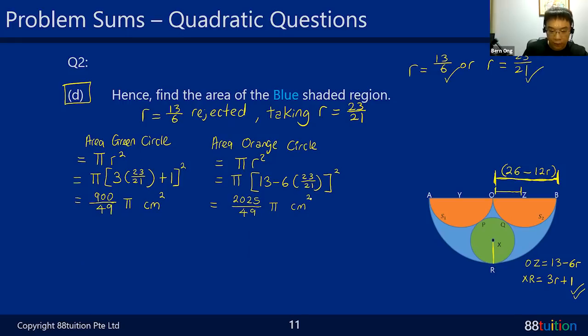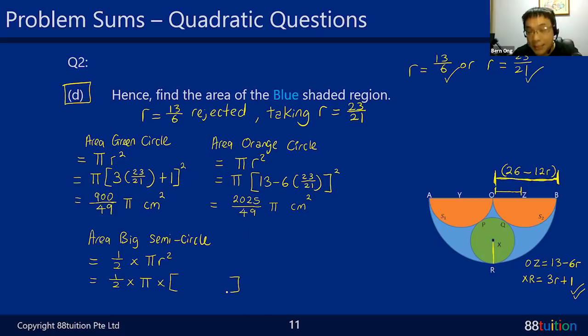Last, go and find the area of the blue semicircle. How do you find the area of the blue semicircle? Okay, a semicircle is half of a circle, right? So it's half times pi r squared. All right, so it's half times pi. And what is r?